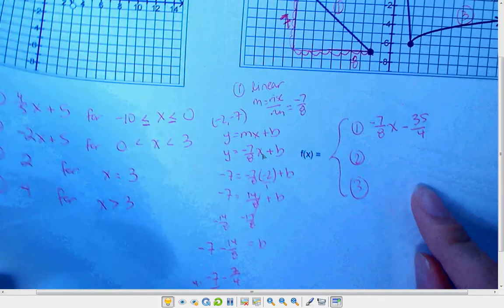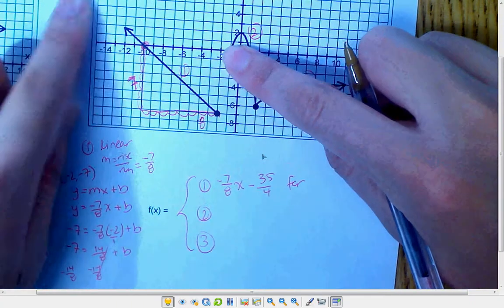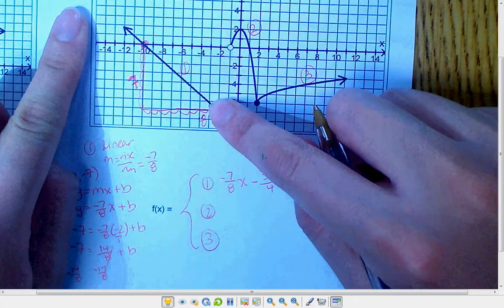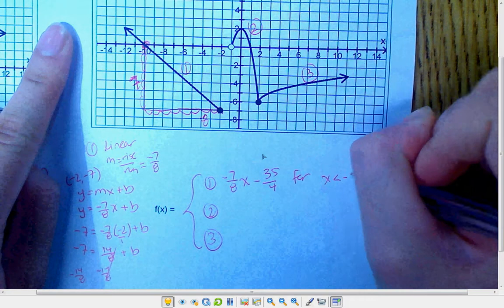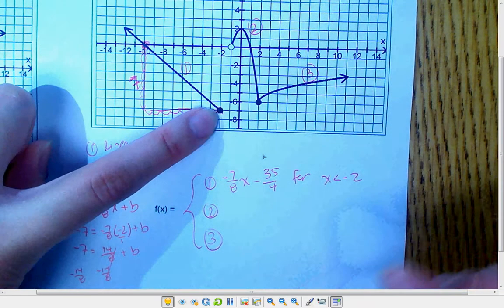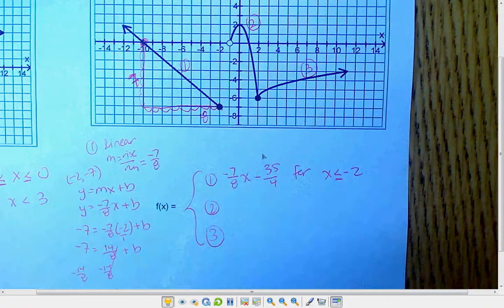Okay, let's look at our domain now. So for this one, we wanted to start at negative infinity, stop at negative 2. So we want our x's to be less than negative 2. Because this is a closed circle, we're going to put an equal sign underneath it. So that's our domain for this one.